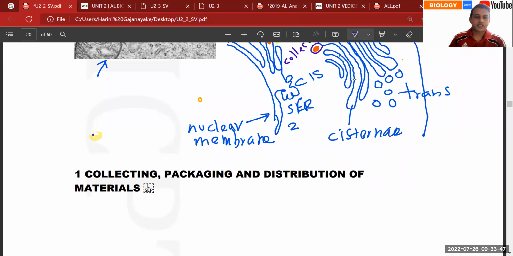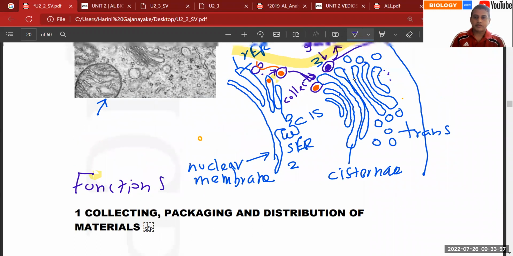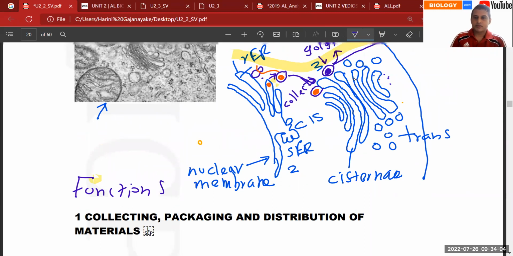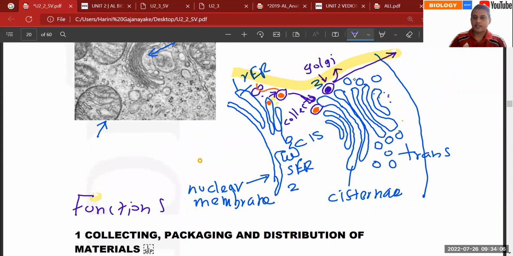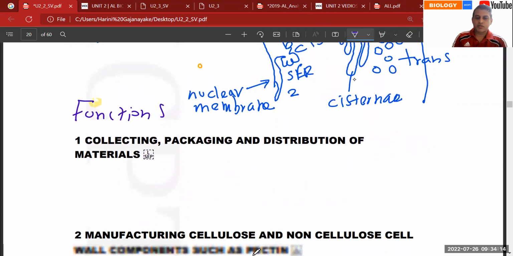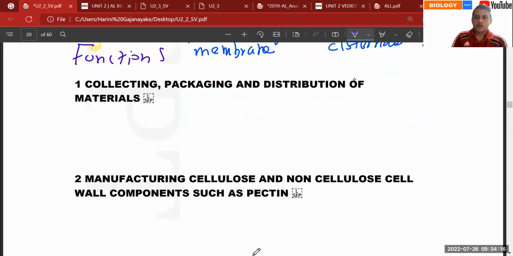So here, just write functions. If you have a notebook, you can sketch the structure of a Golgi like this. And then further, if you need, you can sketch the entire thing. And after that, you can write number 1 function is collecting, packaging, and distribution of materials. Right?